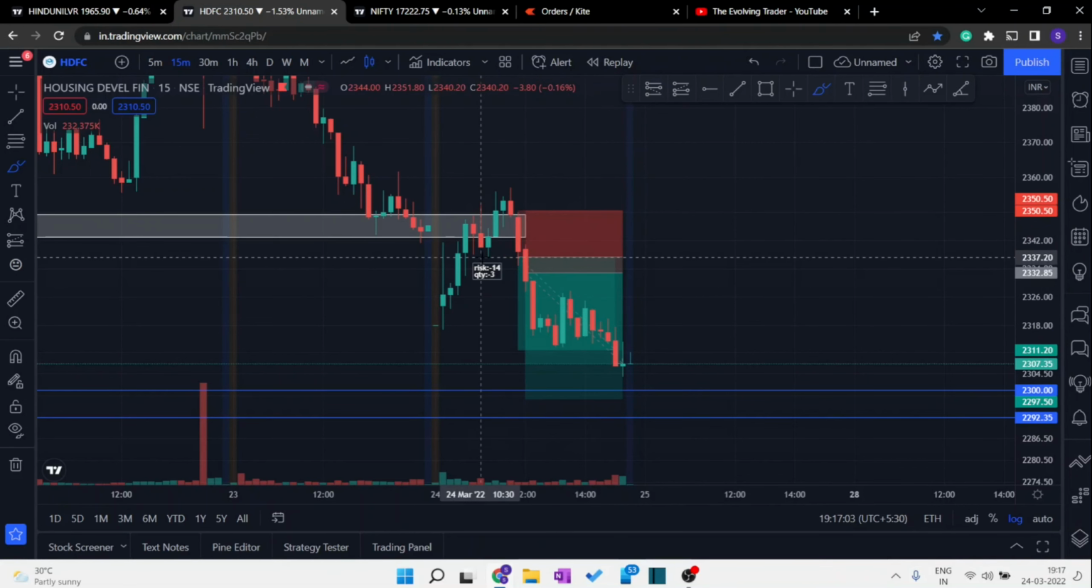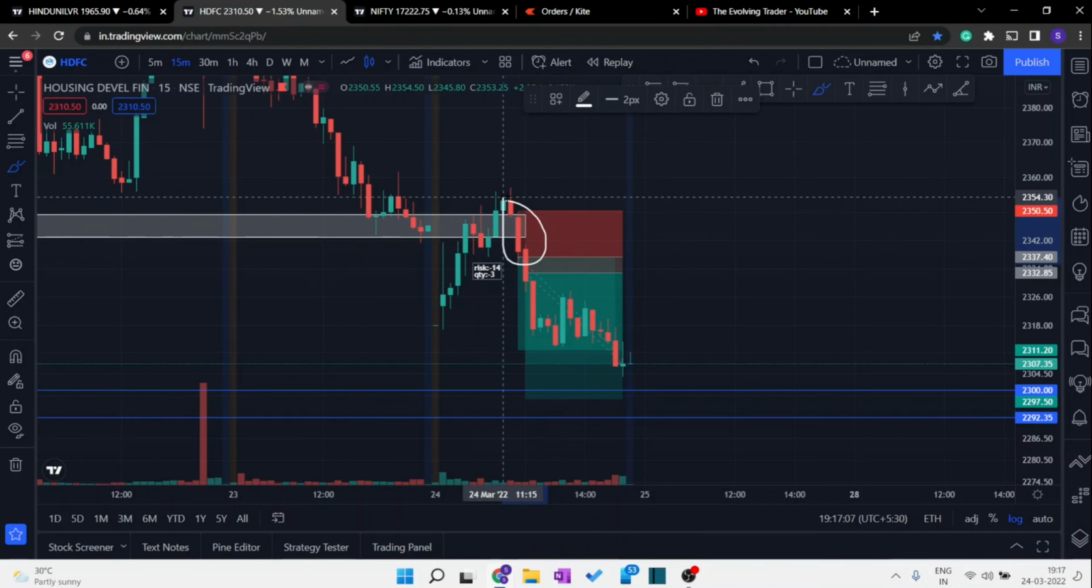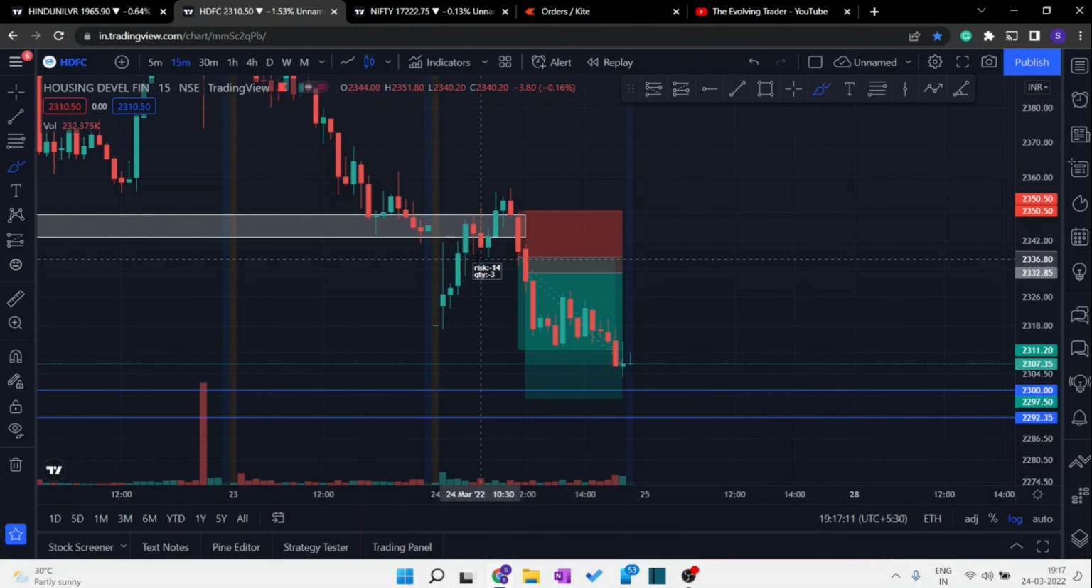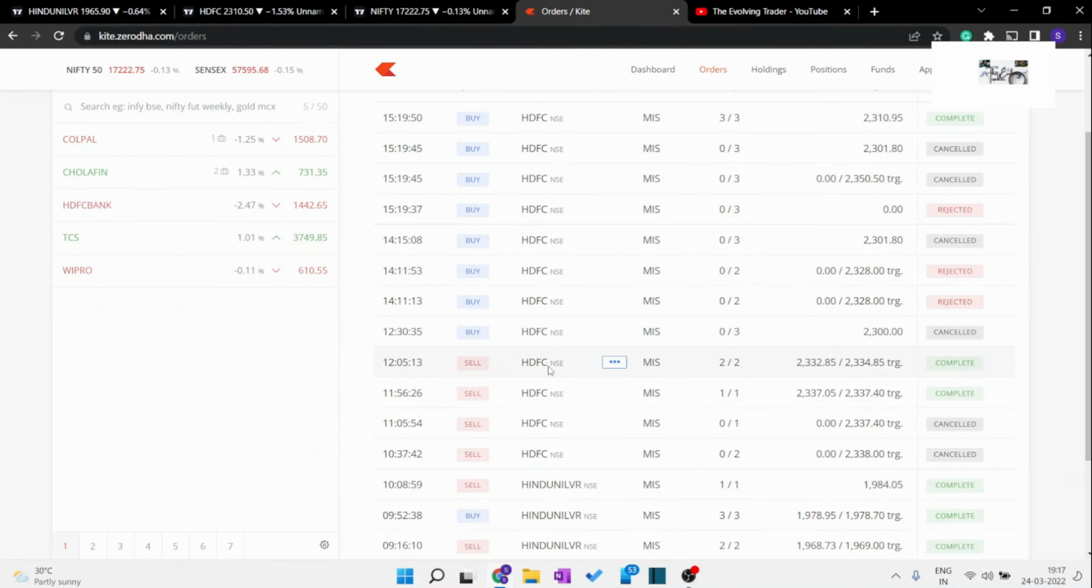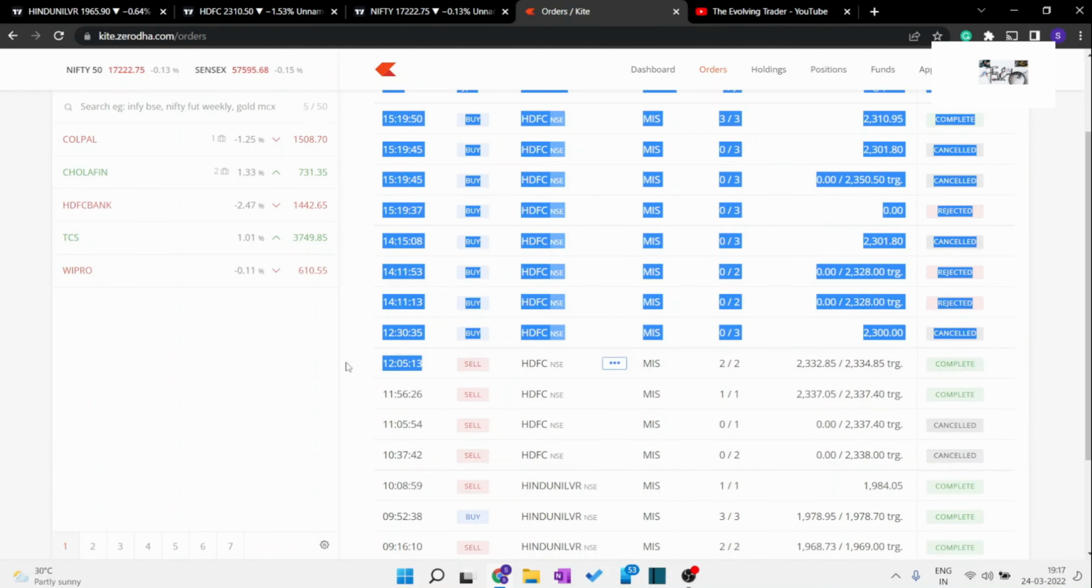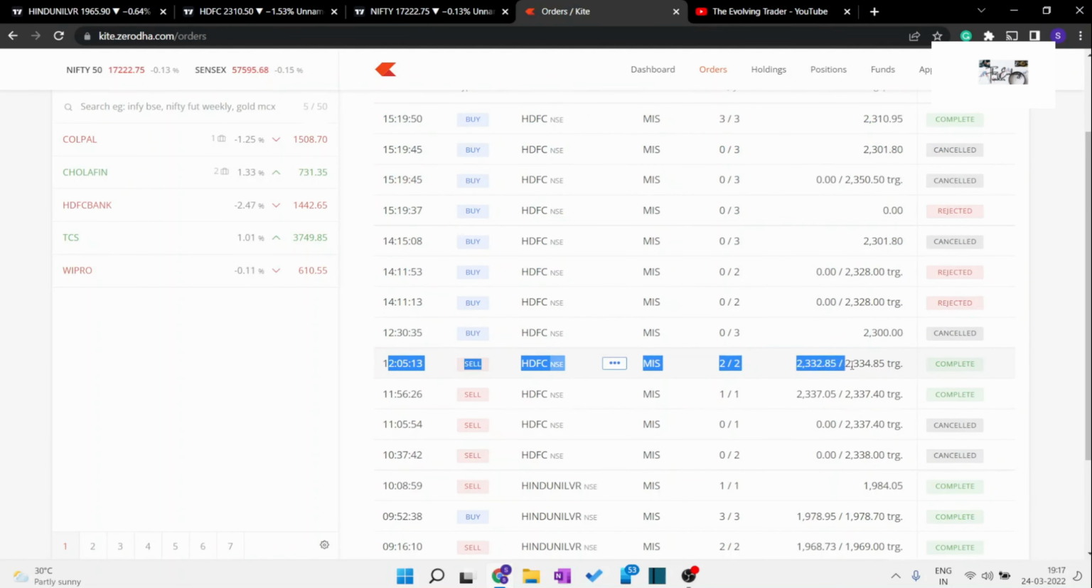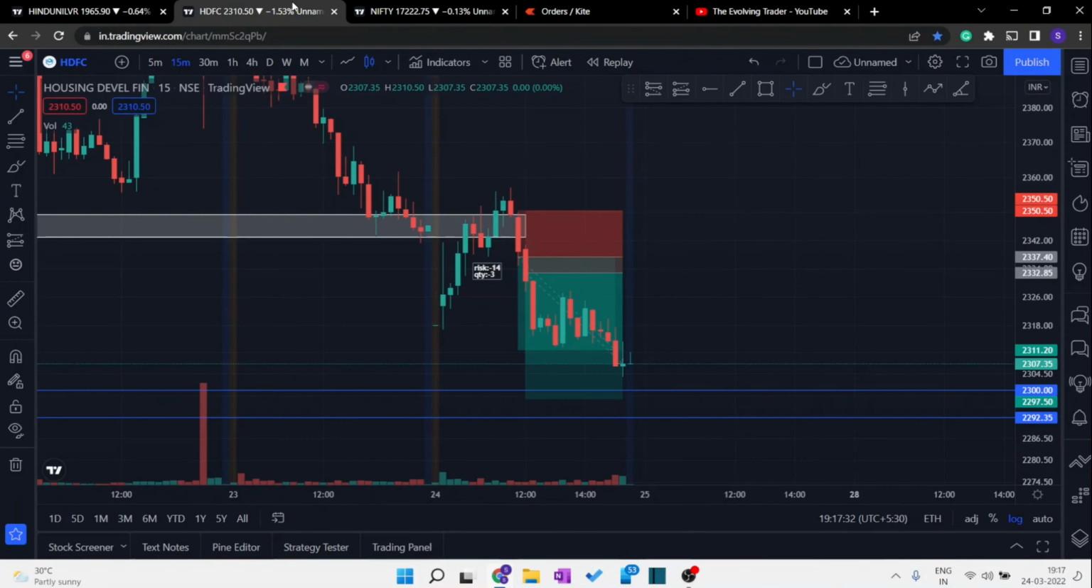When I saw the strength of this move, selling happened quickly and this move was happening quickly without any hesitation. So as soon as I thought that if this low is crossed, I'll enter half quantity, and as you all can see, I'll show you my order. This was the completed order at 12:05. It was on HDFC, two quantities at 2334.85, which I got at 2332.85, and this was my plan.